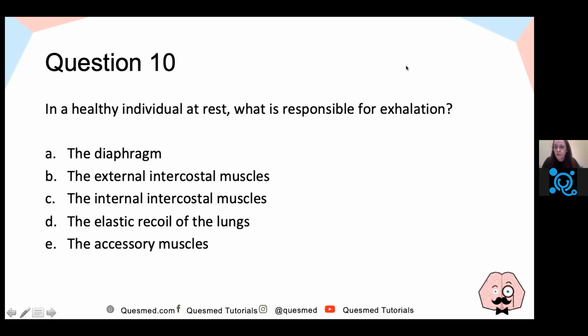Okay, and our last question. In a healthy individual at rest, what is responsible for exhalation or expiration? Is it A, the diaphragm, B, the external intercostal muscles, C, the internal intercostal muscles, D, the elastic recoil of the lungs, or E, the accessory muscles?